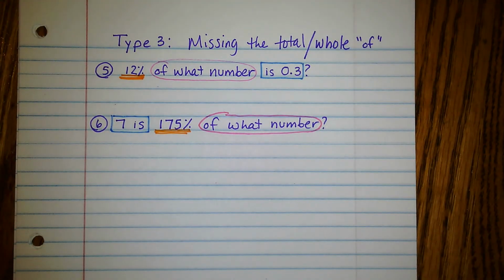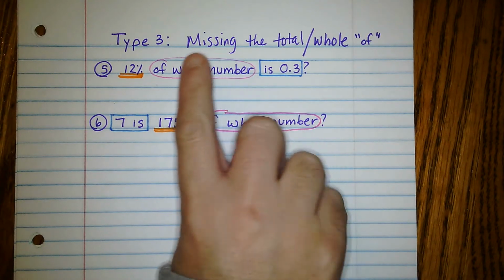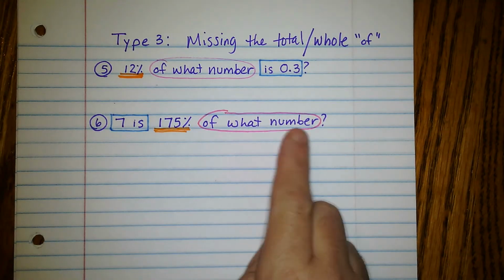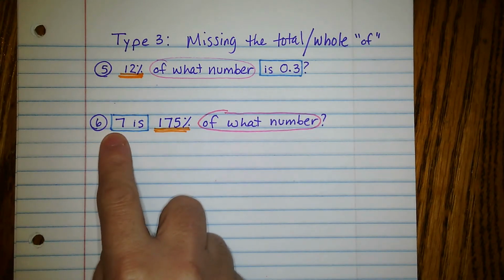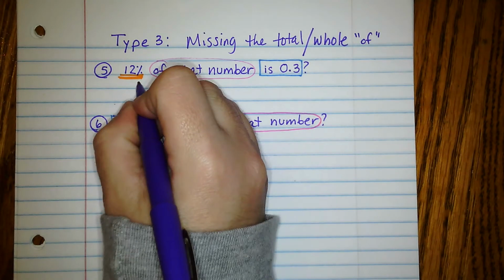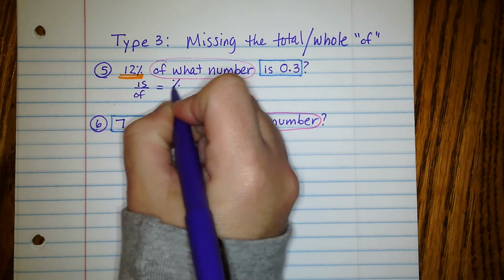So that's 2 different ways of asking the same stuff. We have our percent, we have our "is." We're looking for "of what number." We've got our "is," we've got our percent. Time for our template. Is over of equals percent out of 100.